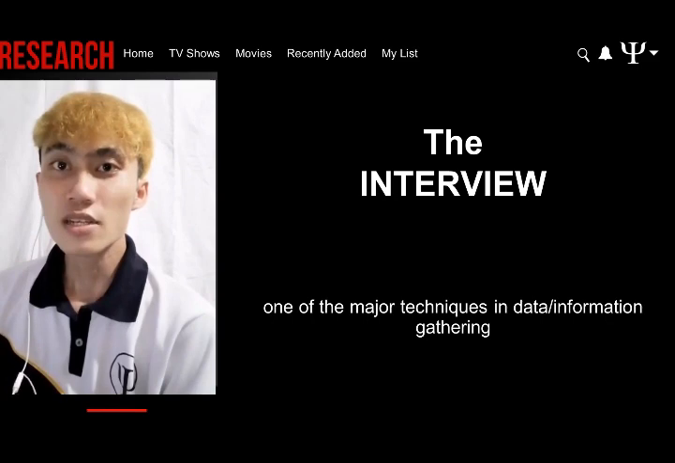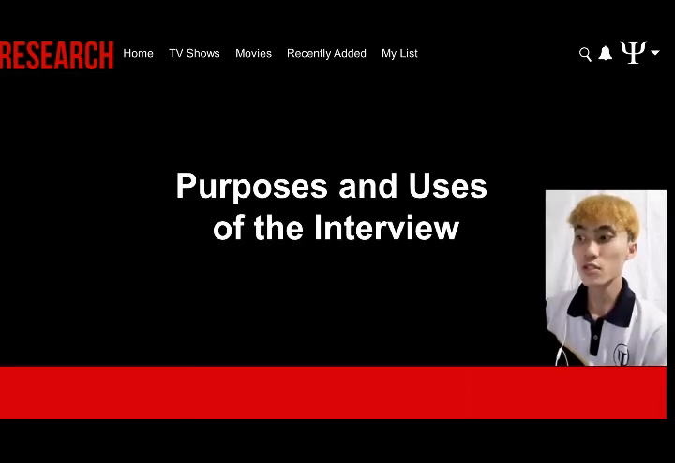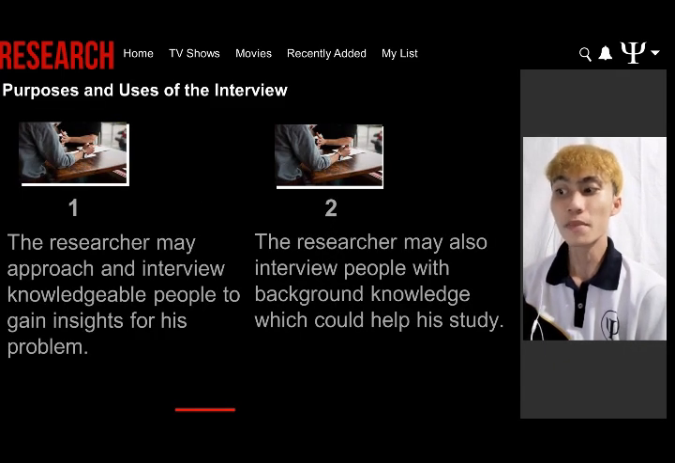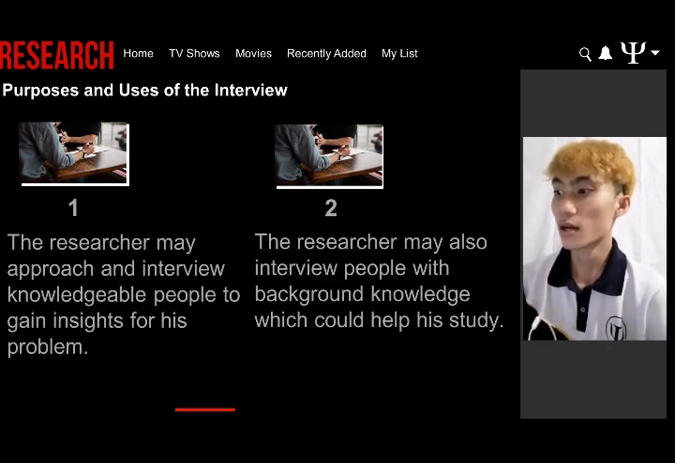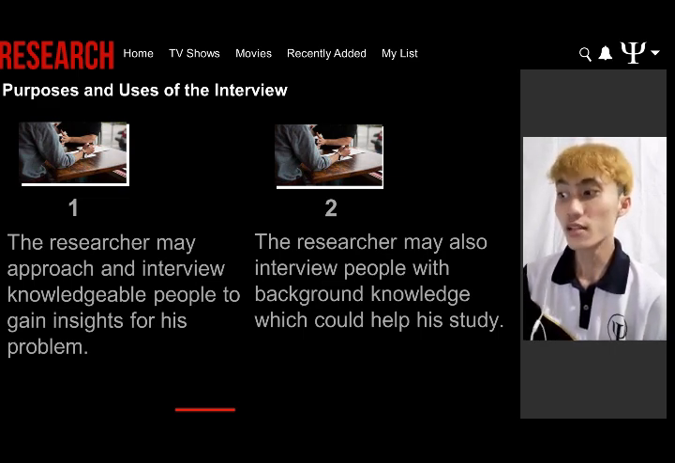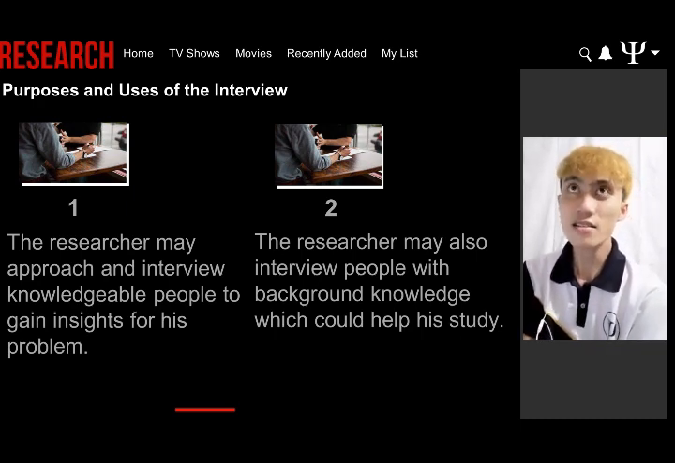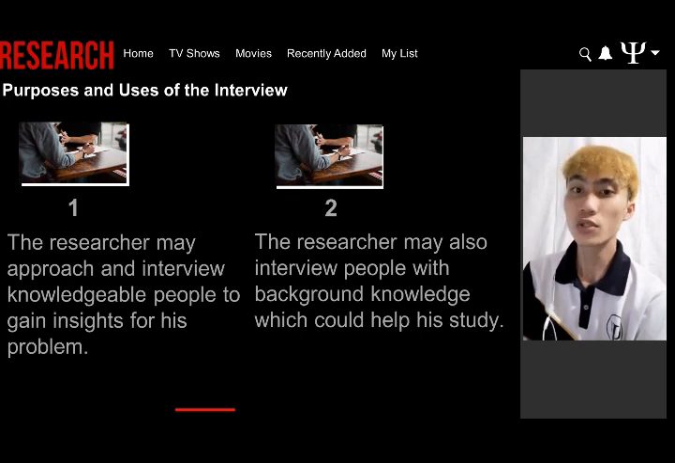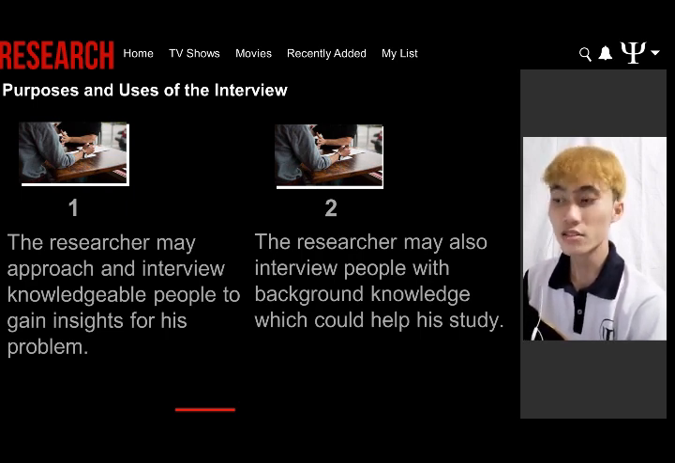Just like any research methods, interview has also its purposes and uses. The first one is that the researcher may approach and interview knowledgeable people to gain insights for his problem, the variables he is going to use, the formulation of specific questions and hypotheses, the statistical methods he is going to utilize, and others. Second, the researcher may also interview people with background knowledge that could also help his study.